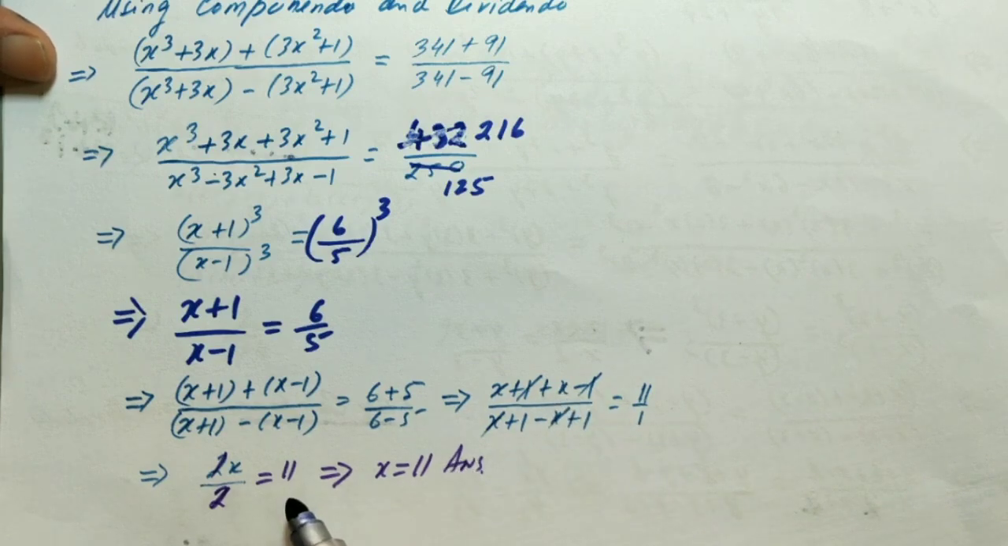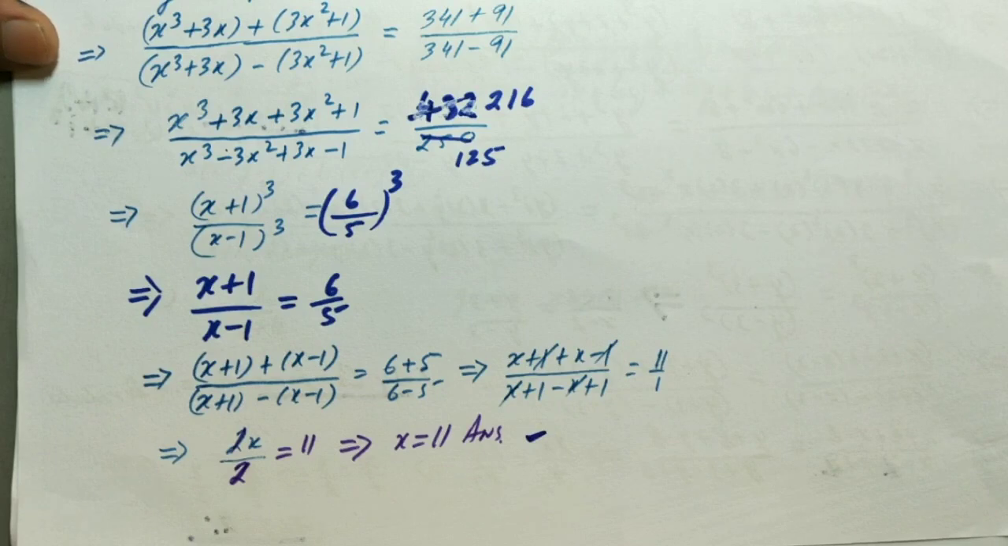So 2x by 2 is equal to 11, and x is equal to 11. This is the answer.